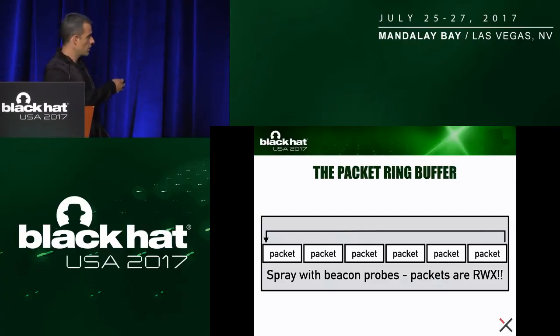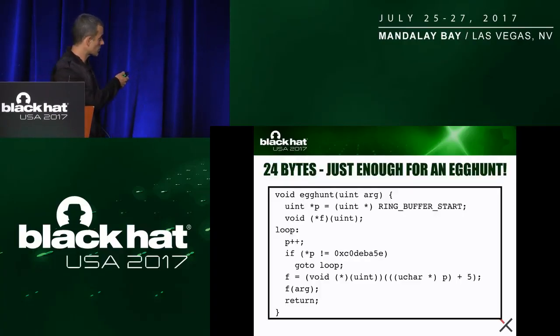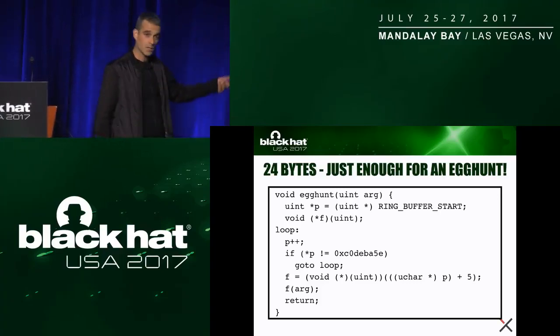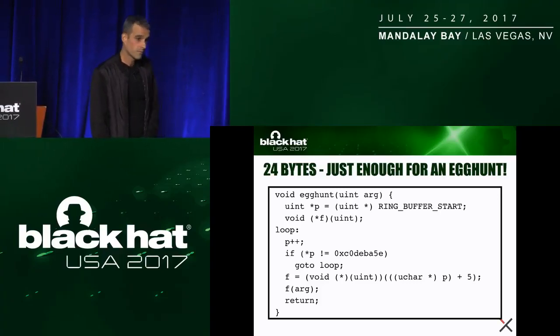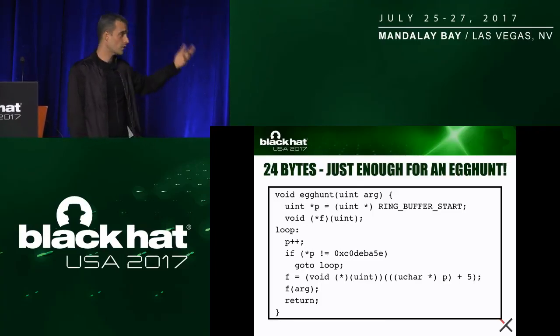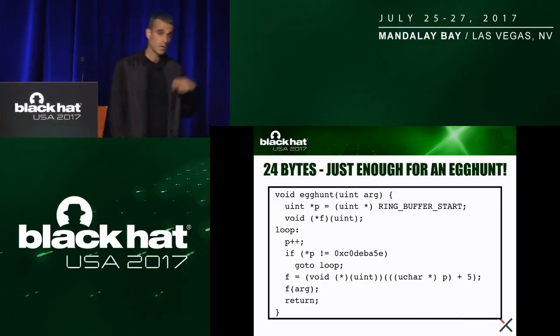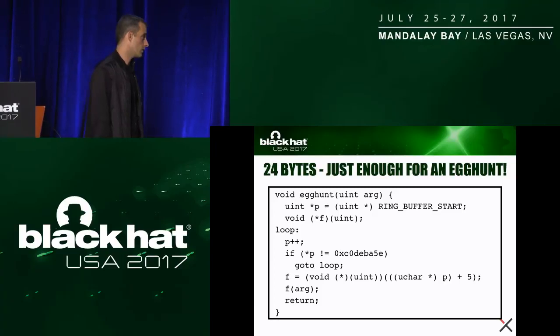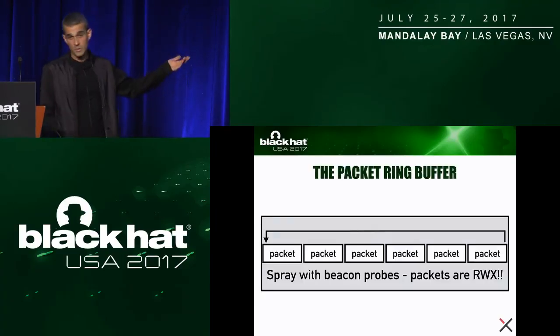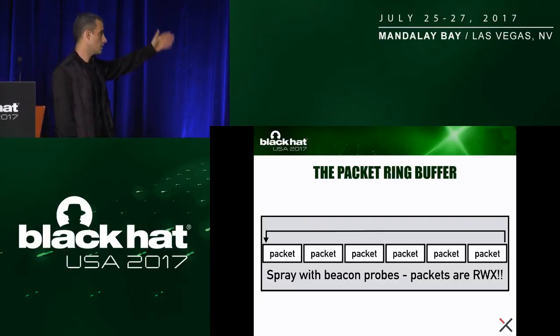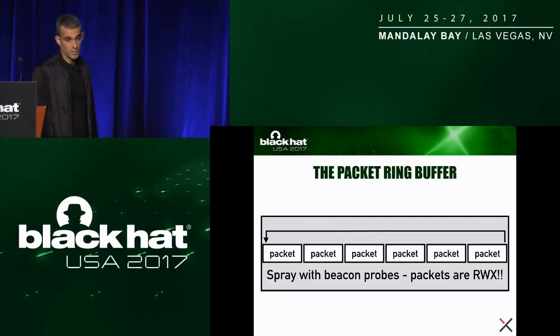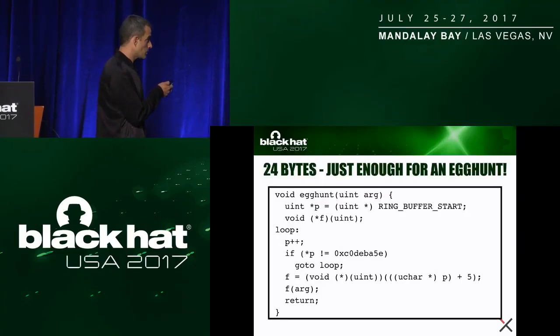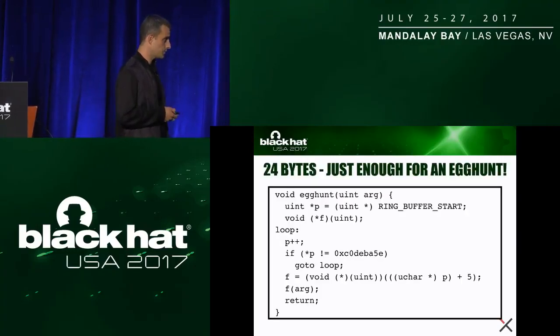Now, the only thing we needed to do now is to write some egg hunting code, again just like in the good days, which 24 bytes was just enough for. It runs through the memory, looks for a particular header, and when it finds it, it jumps to it. And in this case, our header was in the ring buffer. Now, a nice thing about the ring buffer is that it's all RWX. So you can basically run code from anywhere you want, also in the ring buffer. So we jump to the ring buffer after finding our code.